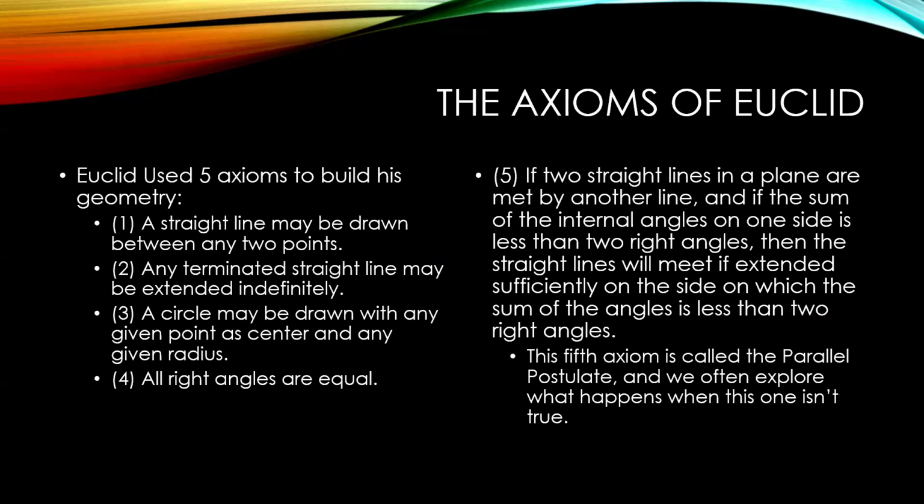And so the axioms of Euclid. Euclid used 5 axioms to build his geometry, and we will go through all 5 of them. The first 4 are pretty solid. We assume those for most things when we're talking about geometric objects. The 5th one, sometimes we say we don't want to deal with this one. The 5th one is called the parallel postulate, and we'll explore what happens when that one goes awry. Essentially, you get geometry on the surface of a sphere or geometry on the surface of a Pringle, which can be fun to explore.